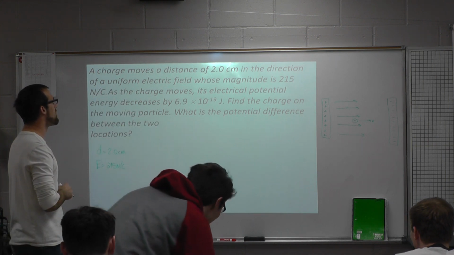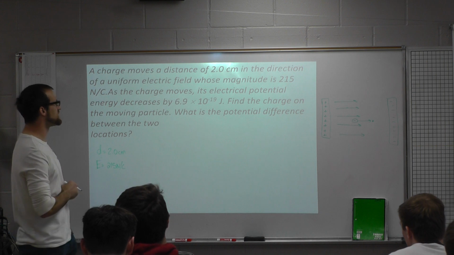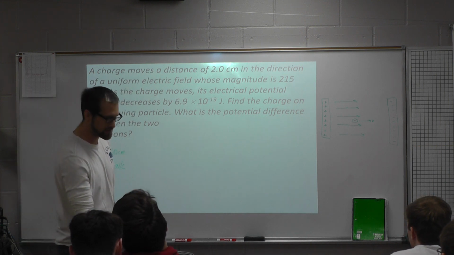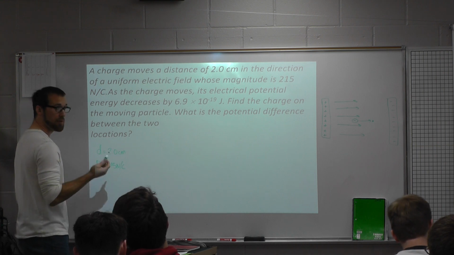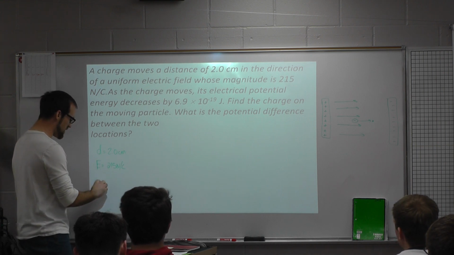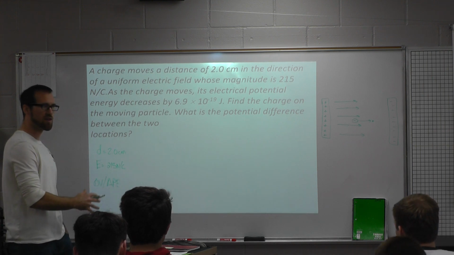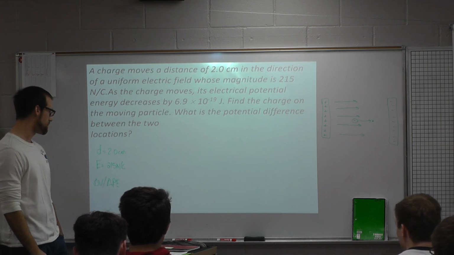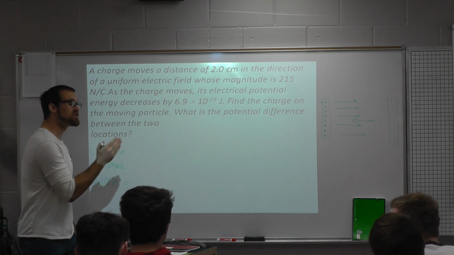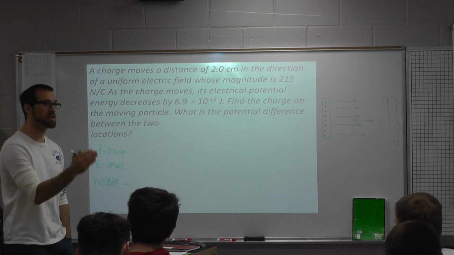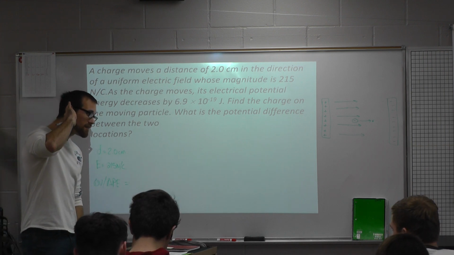So we've got a charge that moves and has an electrical potential energy decrease of 6.9 times 10 to the negative 19. That's going to be V. We could say change in V over change in potential energy because they're the same. Potential difference is a change in the potential energy. It's the difference in it.